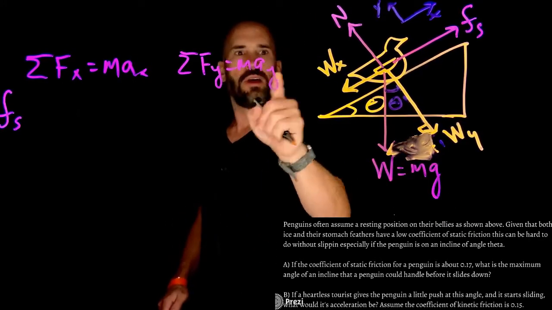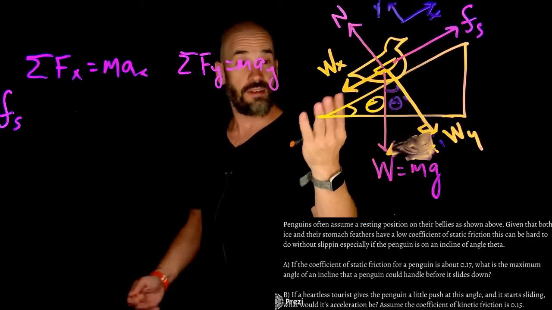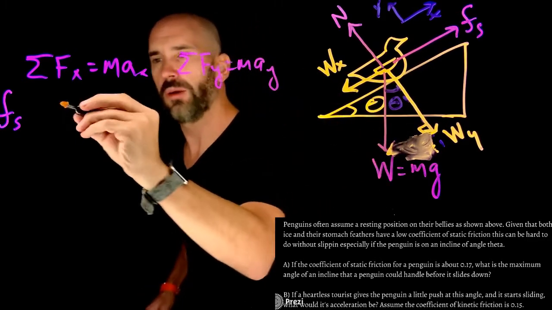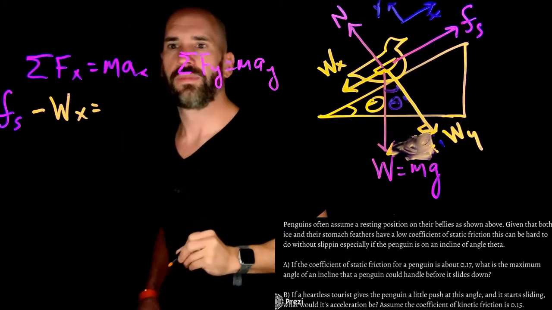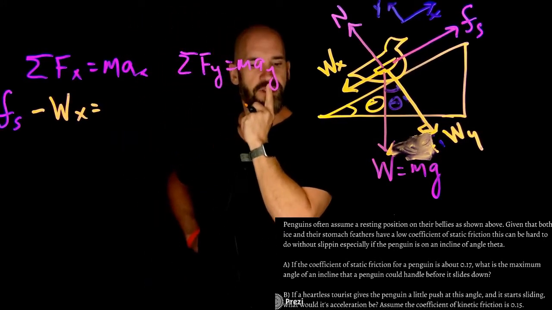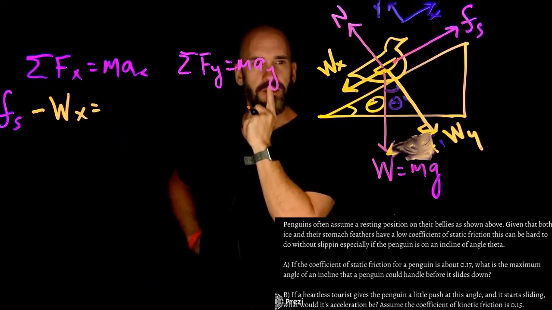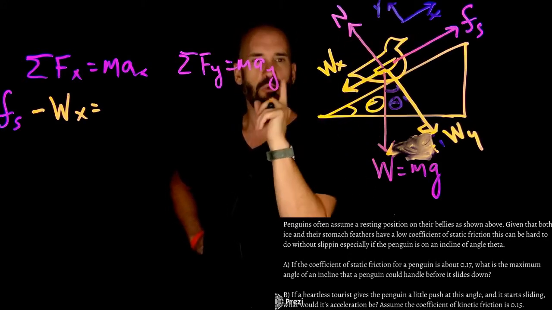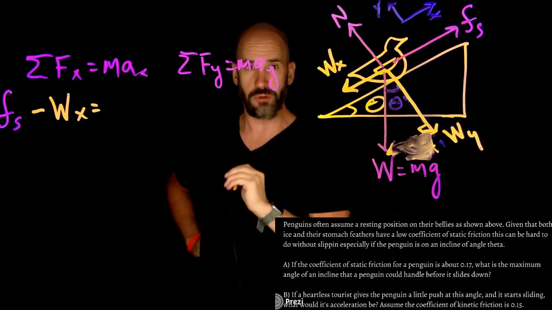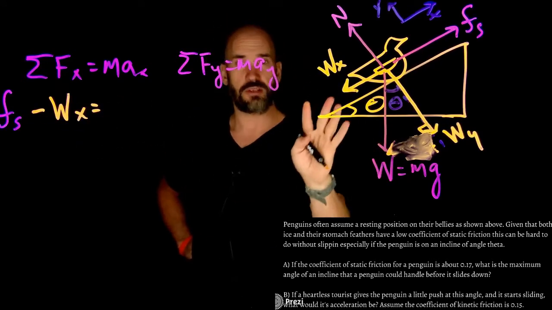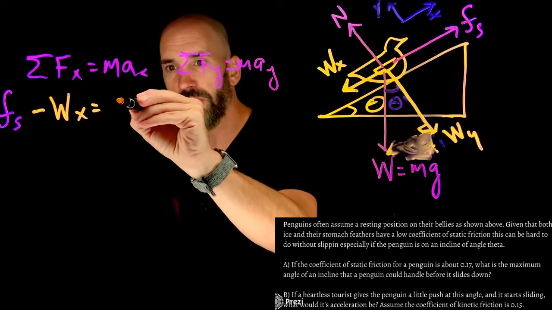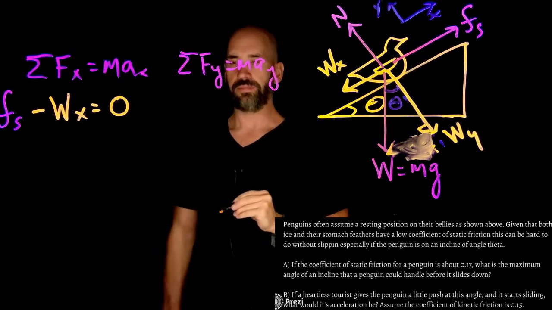Okay, so now what's going on in negative x? This wx component, right? So I put negative wx here equals, well, what's the deal? Is this guy moving? Well, we're talking about static friction, and we want to know the angle so that he doesn't move. And if he doesn't move, that means these forces must be balanced, meaning there's no acceleration in this case, and I could just put zero there, okay?